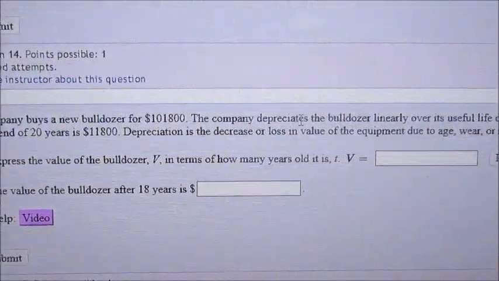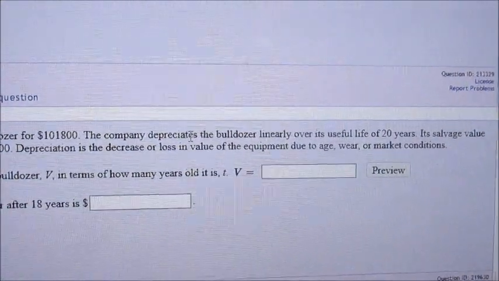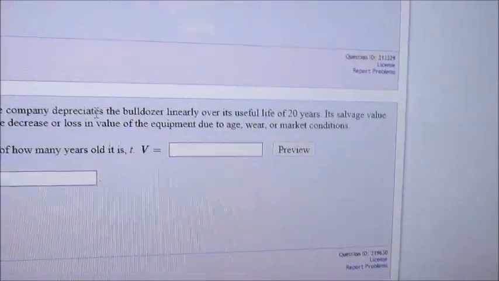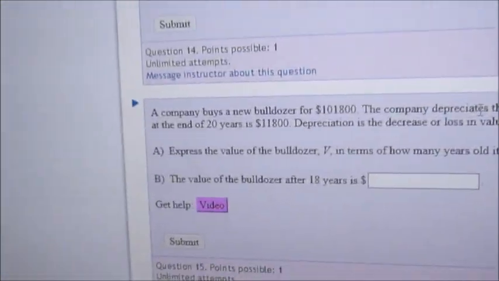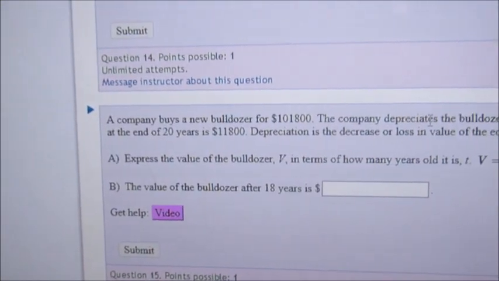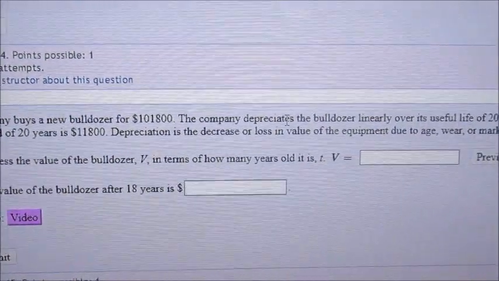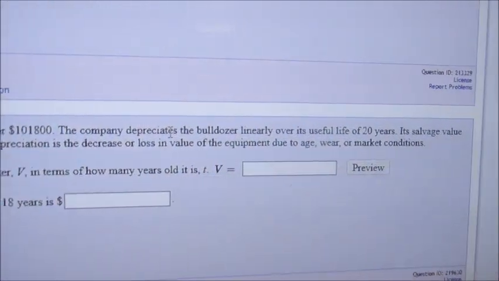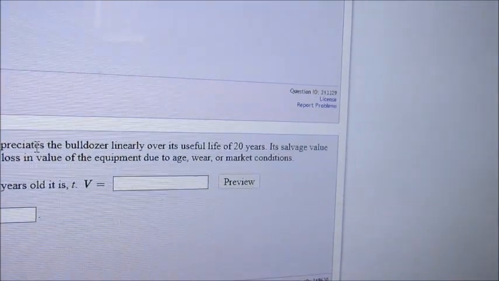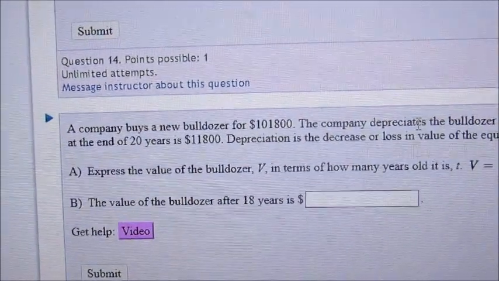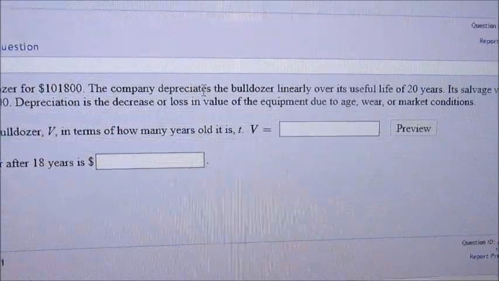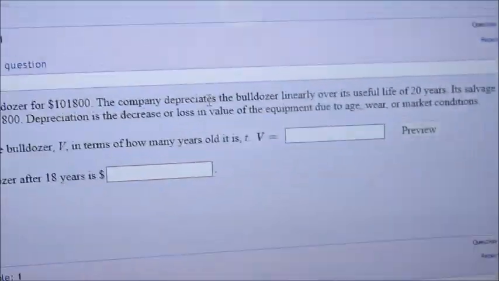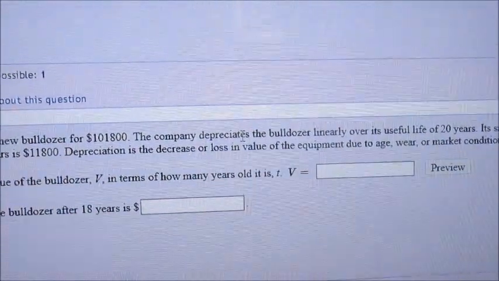So this one says a company buys a new bulldozer for $101,800. The company depreciates the bulldozer linearly over its useful life of 20 years. Its salvage value at the end of 20 years is $11,800. Depreciation is the decrease or loss in value of the equipment due to age, wear, or market conditions. Express the value of bulldozer V in terms of how old it is, T.